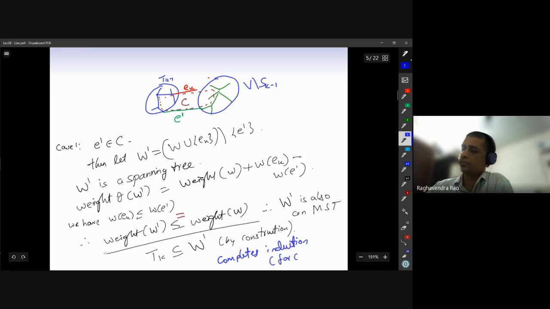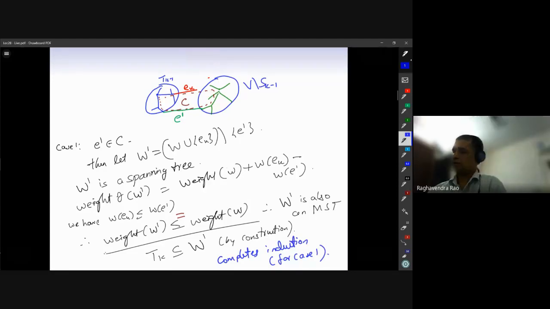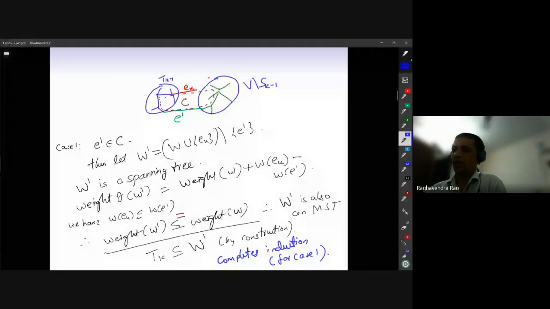For case 1, of course. Okay. So the first case is done. Now many of you will be thinking, is there a possibility of a second case? Isn't it always the case that E prime and Ek both will be in the cycle?